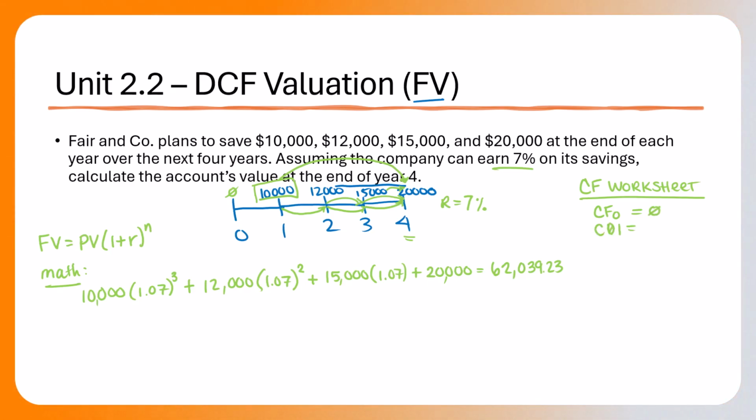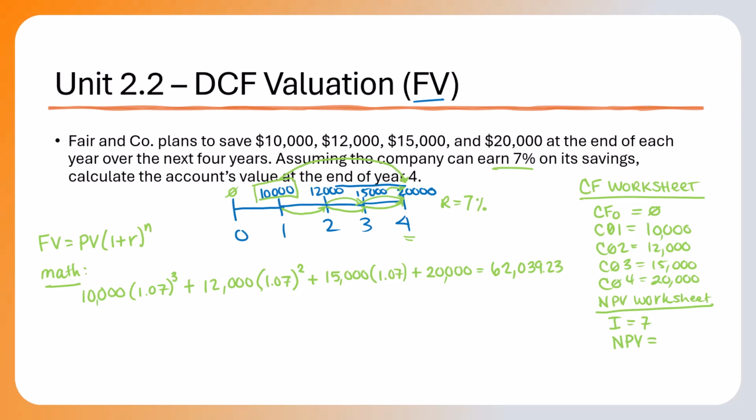C01, or the time 1 cash flow, will be 10,000. C02 will be 12,000. C03 will be 15,000, and C04 will be 20,000. Next, we'll go down to that NPV worksheet. We'll type in 7 for the discount rate, or in this case, it's an interest rate or required rate of return, or just simply a rate of return. And we will find the net present value, the present value of this series of cash flows.